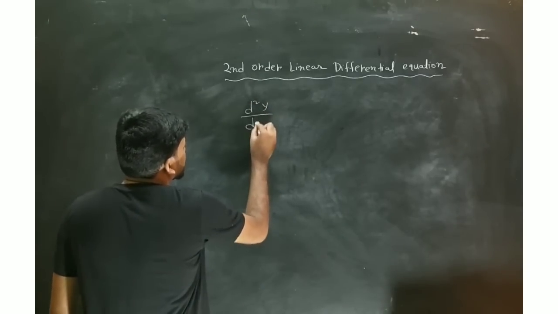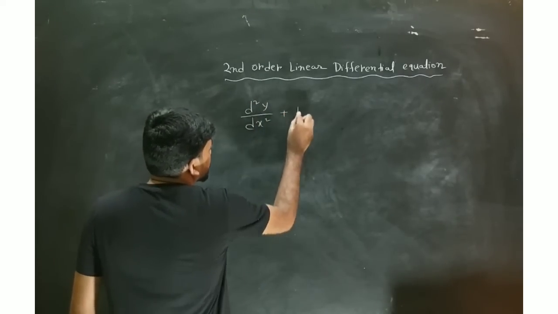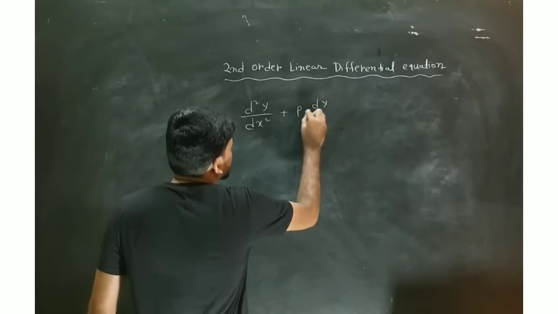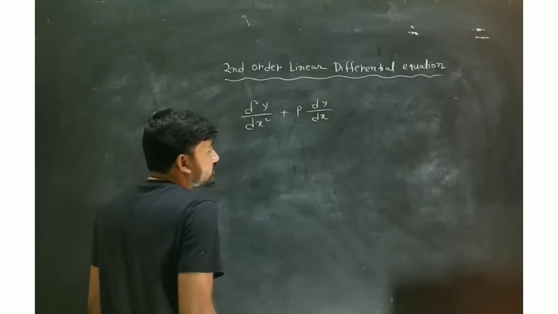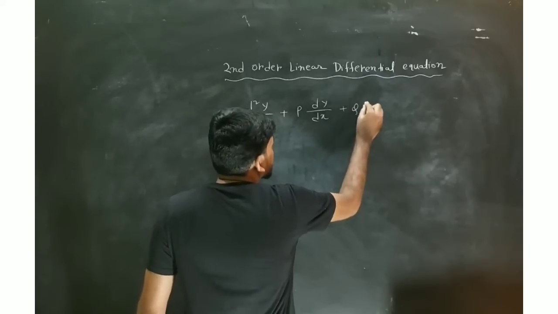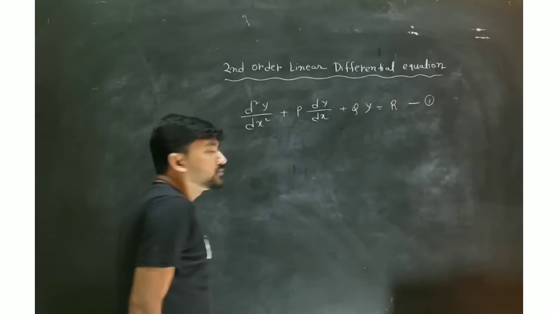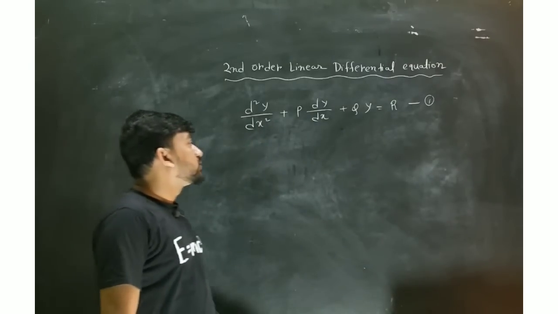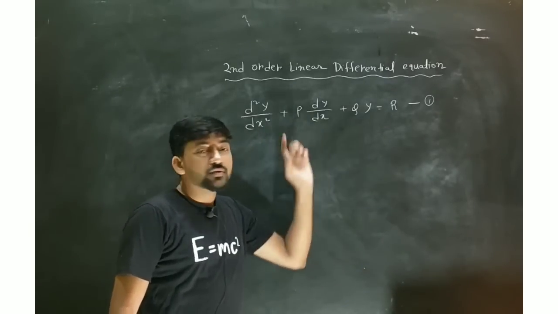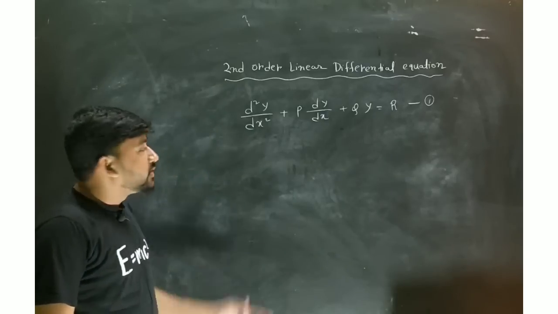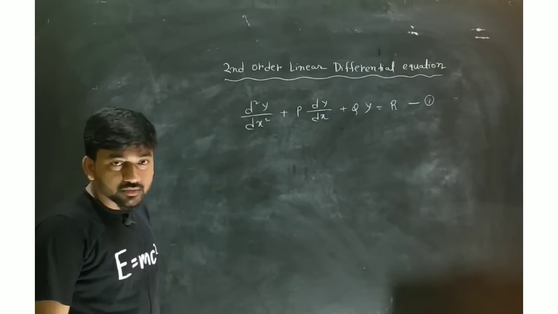d2y/dx2 plus p into dy/dx plus qy equal to r. So this is the simplest form of second order linear differential equation with constant coefficients, because this p and q must be constant. Now how can you solve this equation?